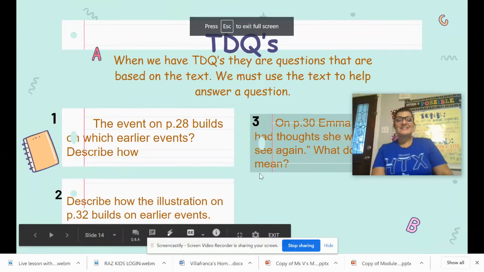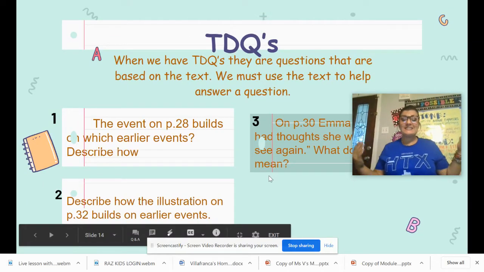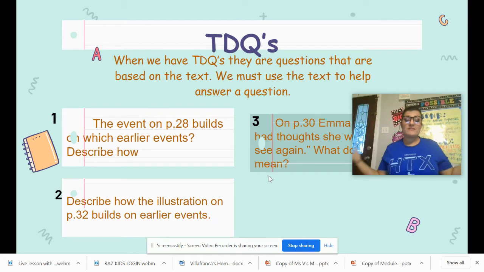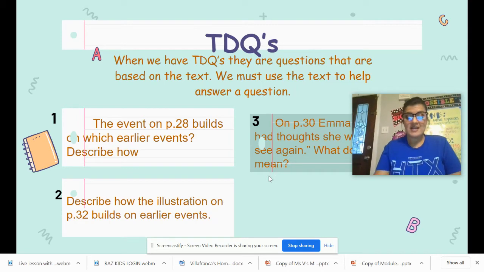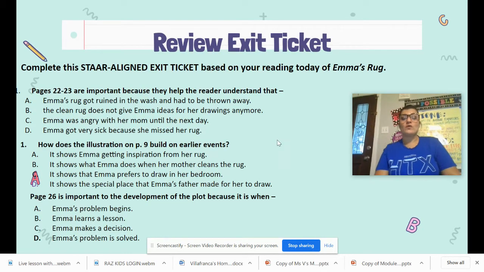All right, guys. Now that you already did the TDQ question on describing how the illustration on page 32 builds on early events, and you answered that question, now we're going to go into our exit ticket, right? So our exit ticket consists of 4 questions, okay?